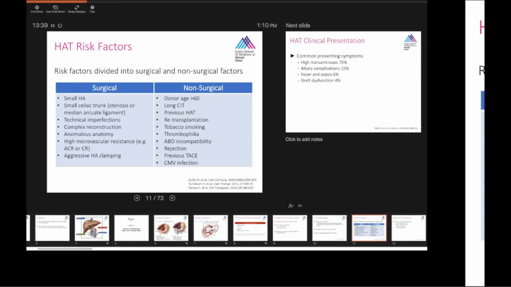Interestingly, patients who have received TACE are at increased risk for HAT, and they say it's because the TACE kind of damages the endothelium, which predisposes to HAT. CMV infection also predisposes to this. Through a similar mechanism, it kind of induces damage in the endothelium as well, which predisposes to platelet aggregation.